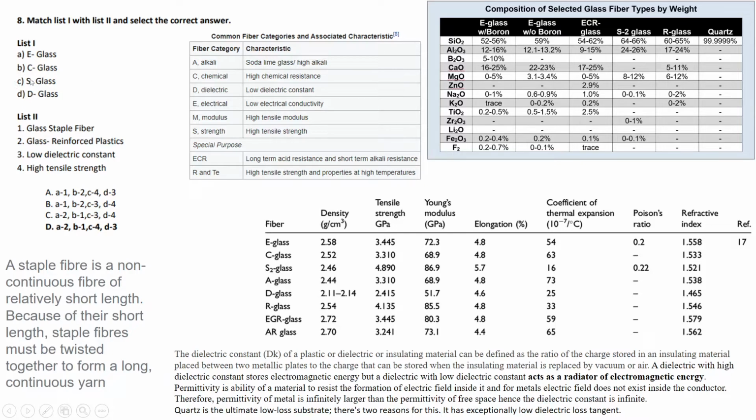For explaining this further, I even have the composition of these particular fibers. So we can see E glass fiber with boron, E glass fiber without boron, ECR glass, then S2 glass, R glass, and quartz. So we can see here the S glass. S glass has a high percentage of sand, like silica, while the other constituents are comparatively low. And therefore it will have higher strength, as silica is far stronger as compared to the other constituents.